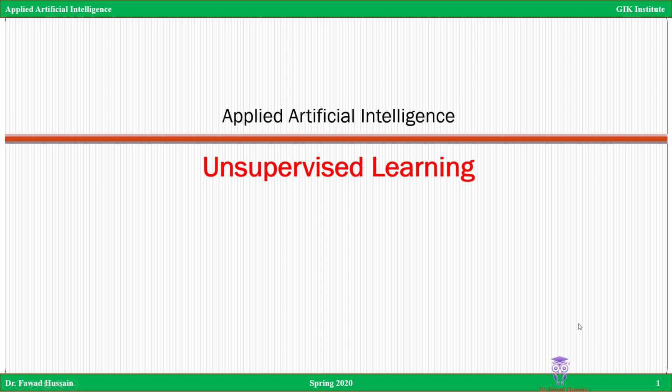Bismillahirrahmanirrahim. So in this video for this week we will be talking about unsupervised learning. In our previous videos last week we looked at supervised learning. So the decision tree and the naive Bayesian classifier were both examples of supervised learning.